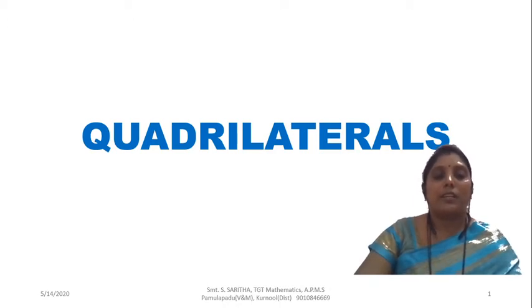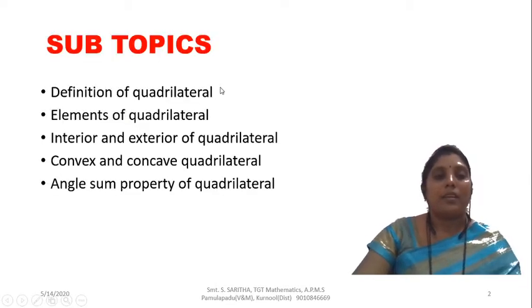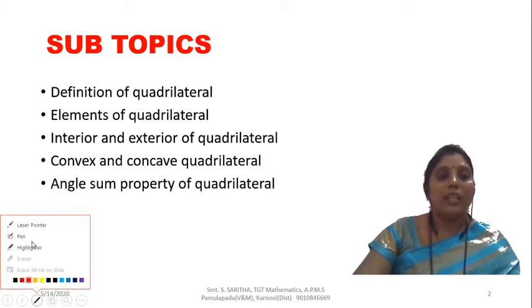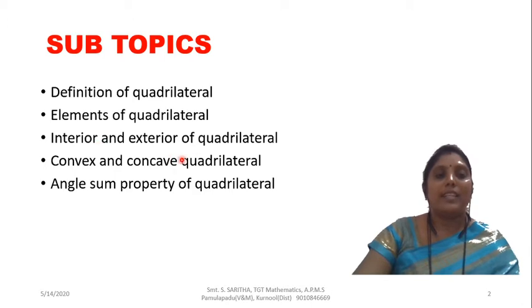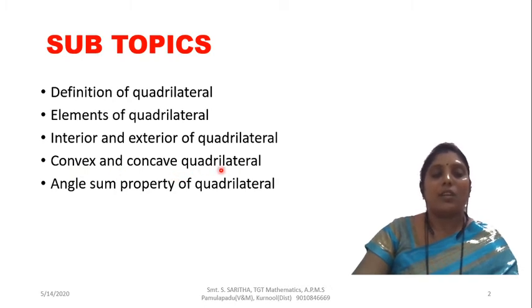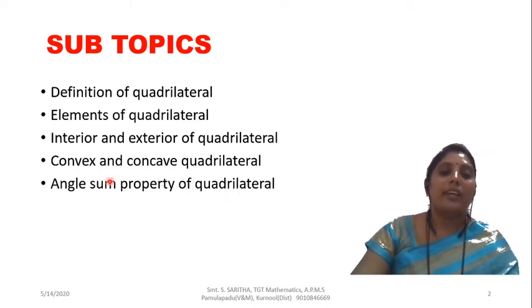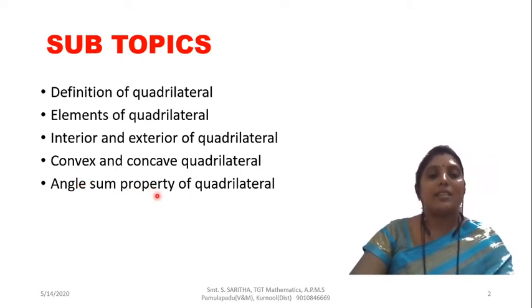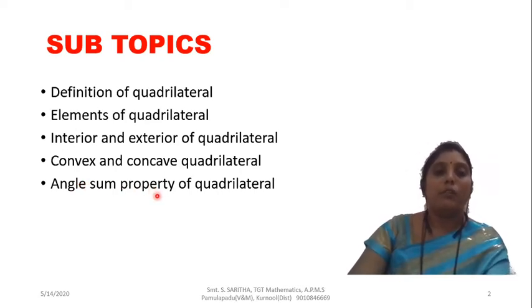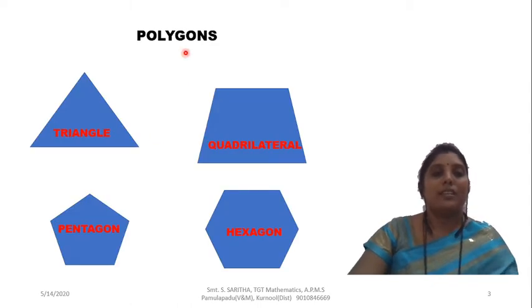Today I am going to explain about the 7th class topic called quadrilaterals. In this topic, we will see what is the definition of a quadrilateral, what are the elements of a quadrilateral, what is interior and exterior of a quadrilateral, what are the types of quadrilaterals, that is convex and concave quadrilaterals, and what is the angle sum property of a quadrilateral. Here we will see the interior angle sum property of a quadrilateral and the exterior angle sum property of a quadrilateral. Before going to learn about the quadrilaterals, let us see different types of polygons here.